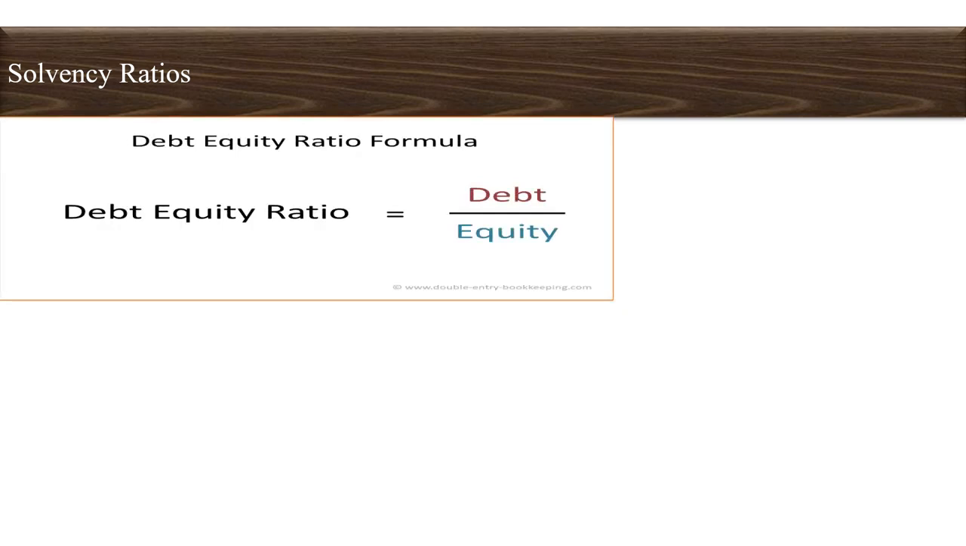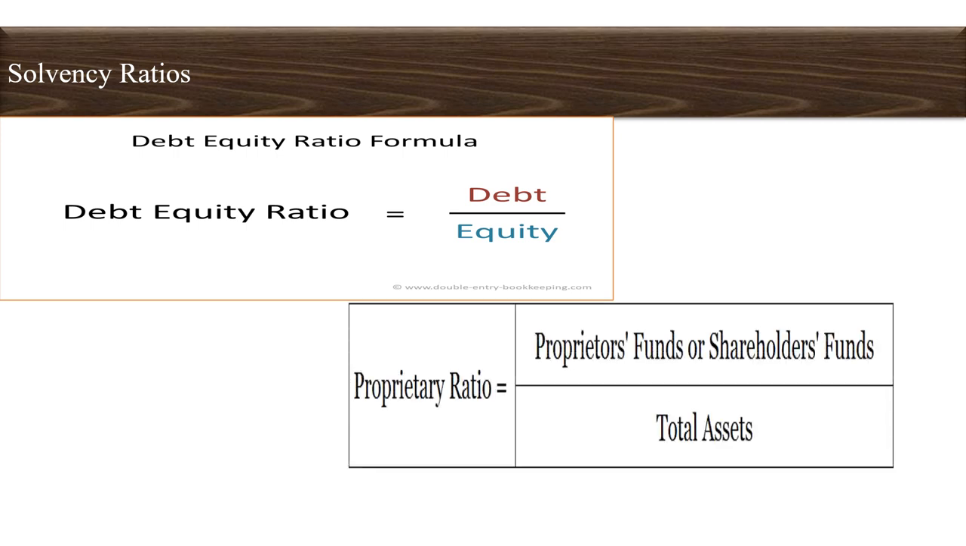Debt equity ratio establishes the relationship between shareholders fund and outsiders fund. Outsiders fund include all long-term and short-term debt. Shareholders fund consists of preference share capital, equity share capital, and reserve and surplus. The formula is debt equity ratio is equal to debt divided by equity, or outsiders fund divided by shareholders fund.